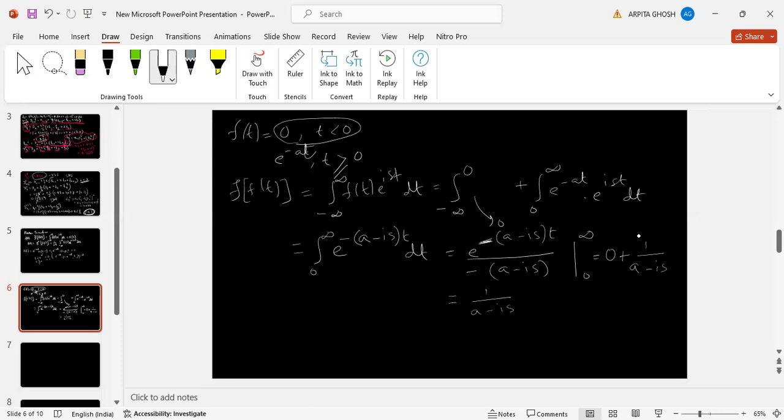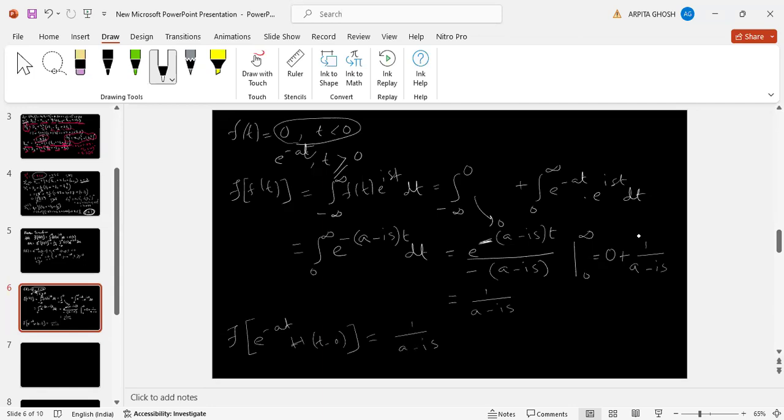Ultimately, we will remember it as formula. I'll give a chart. We'll remember the Fourier transform of 3 or 4 functions as standard result as formula. So this is the first of them. Fourier transform of e to the power minus at into h t minus 0 is equal to 1 by a minus is. This is the first one which we'll remember.